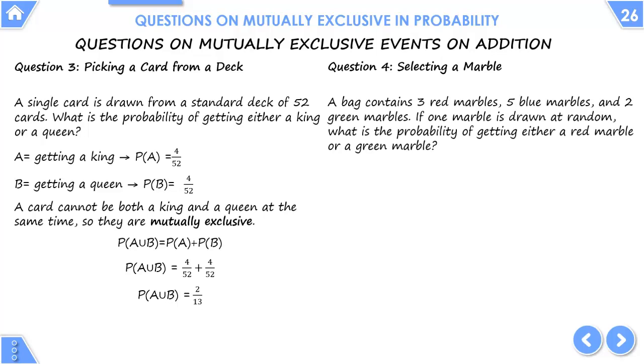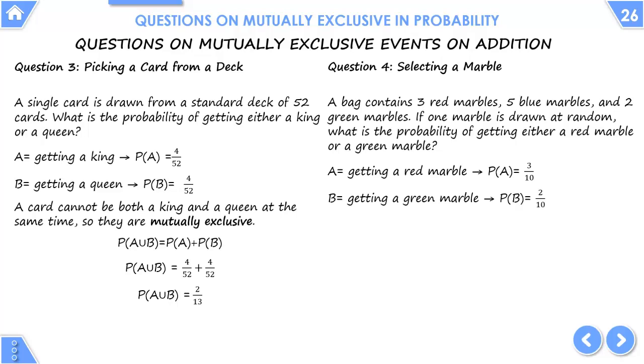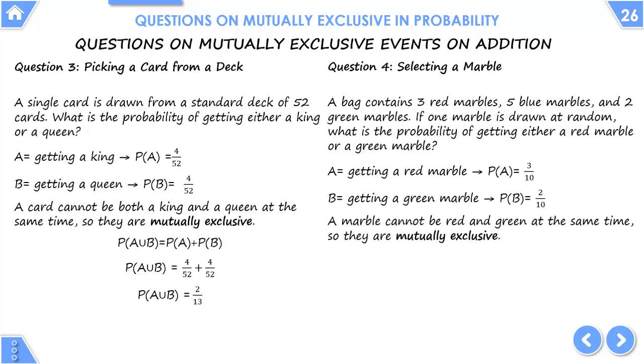And I think the last one, selecting a marble. A bag contains 3 red marbles, 5 blue marbles and 2 green marbles. If one marble is drawn at random, what is the probability of getting either a red marble or a green marble? The probability of getting a red is 3 over 10, and that of getting a green marble is 2 over 10. A marble cannot be red and green at the same time, so they are mutually exclusive. That gives you 3 over 10 plus 2 over 10, which is 5 out of 10.